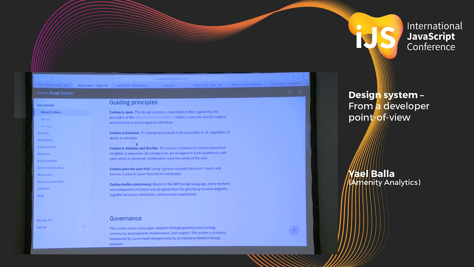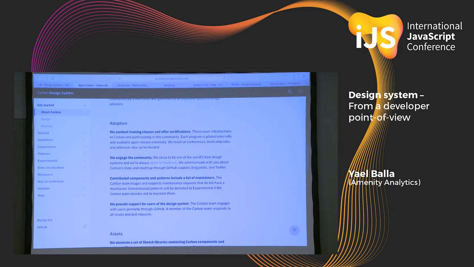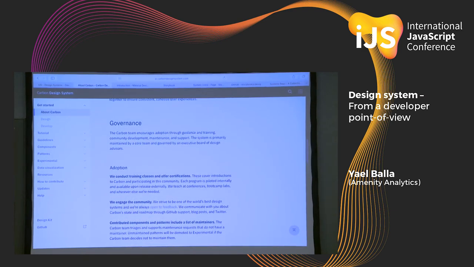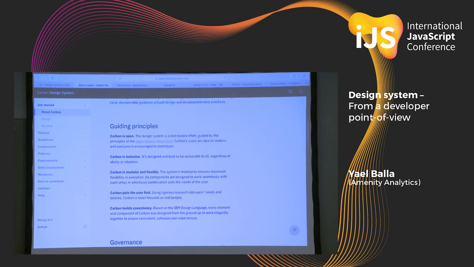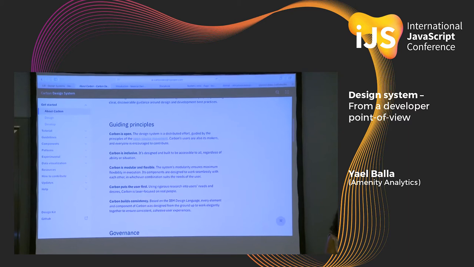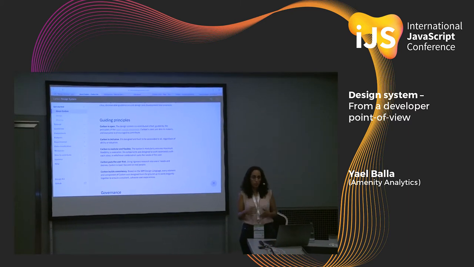So let's look at what I mentioned as the abstract things. Here they call it the guiding principles. So you can see here that Carbon is open. For them, open means they release it as open source. They're not keeping it inside IBM. It's open source, and you can use it and you can contribute to it, even though it's something very fundamental to IBM products.